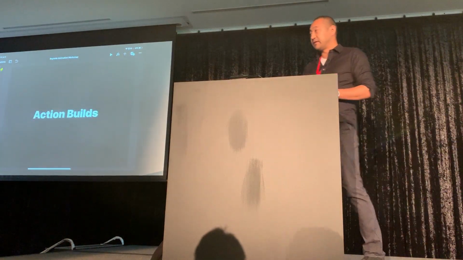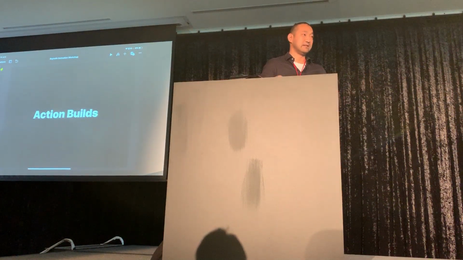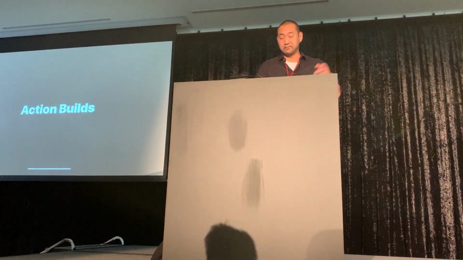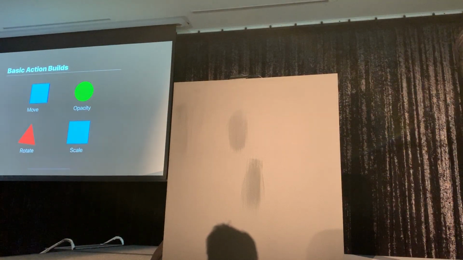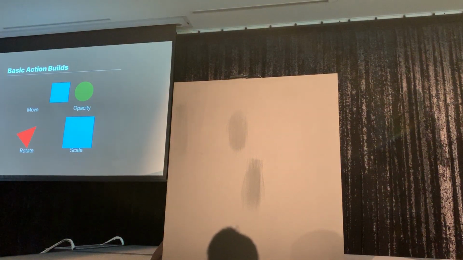Now, a couple months ago, in the new version of Keynote, we released action builds. That didn't exist on iOS before, now it does. And that lets you animate objects on the slide. There are two types of action builds. The basic action builds do things like this. You have an object on a slide, it will change it. The other type of action build is called an emphasis action build.